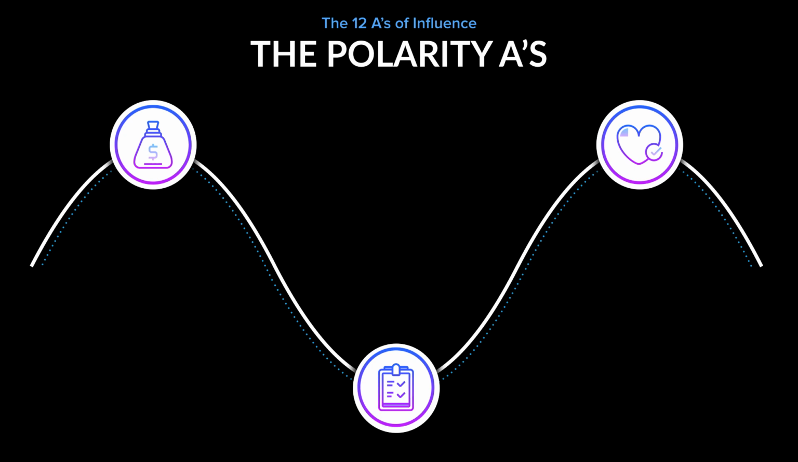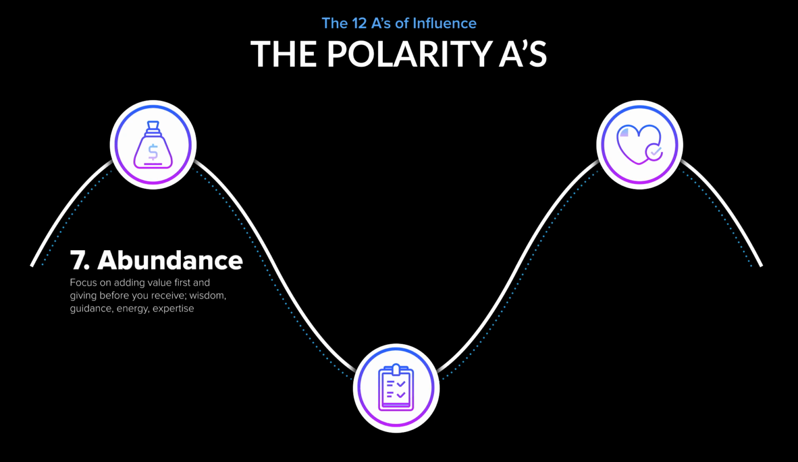If you've ever found yourself in an influence conversation where it kind of goes flat and they're saying yes, but they're not moving forward, and you can sense that they're intellectually a yes, but emotionally not, we need to then bring in the A's of influence that are the polarity A's to help them to drive action. The first polarity A is the A of abundance. This is one of our favorite A's that we like to discuss.